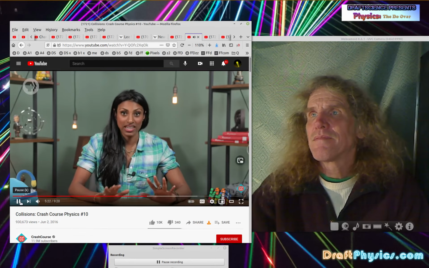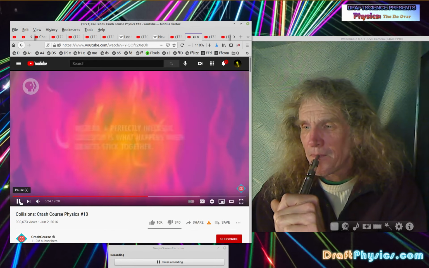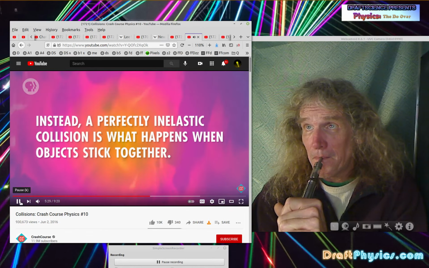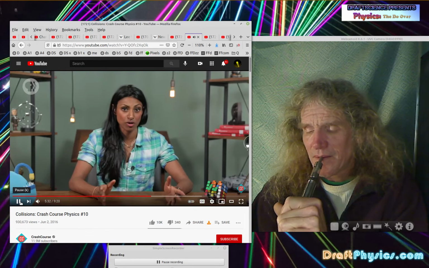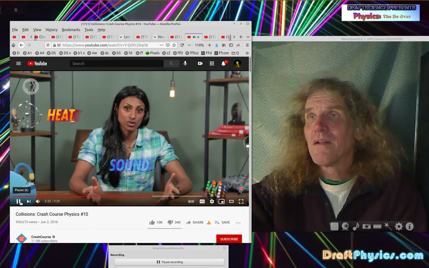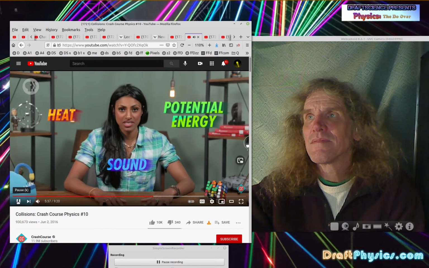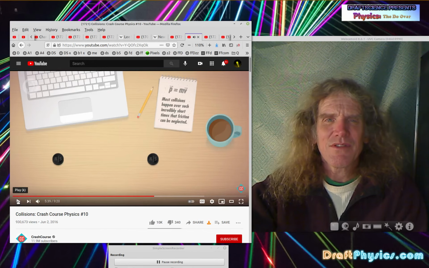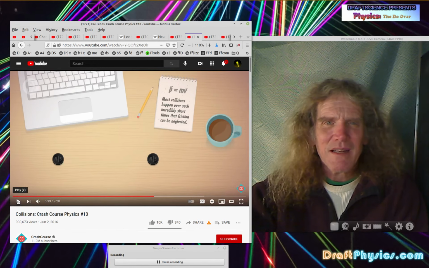So it is not a collision where the objects lose all of their kinetic energy. Instead, a perfectly inelastic collision is what happens when objects stick together. These collisions lose as much kinetic energy as possible to other forms of energy, like heat or sound or even potential energy. But still, their momentum is conserved. An example. So again, she said it again, the momentum is conserved. It just doesn't make any sense.